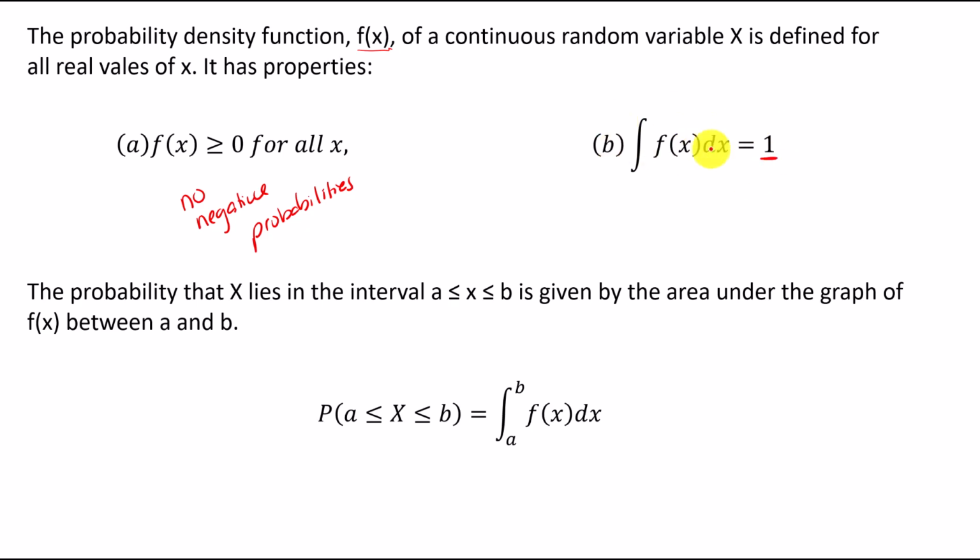Now, you already know how to evaluate integrals, and so a lot of this lesson is just going to be me showing you the formulas and showing you how to set this up. I'm not going to evaluate every single integral to save time on the video, so you already know how to do that. So the probability that x lies in the interval a to b, so the probability that x is between a and b, is given by the area under the graph of f of x between a and b. So if we wanted to find the probability that x is between two numbers, a and b, we would just do the integral from a to b of f of x.